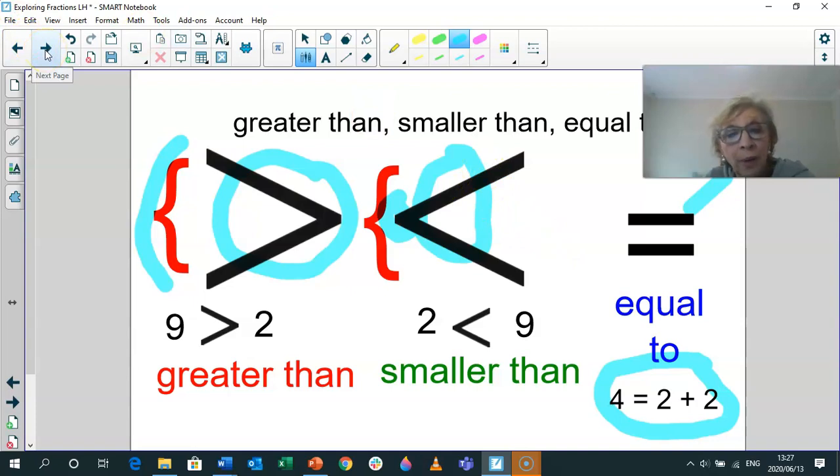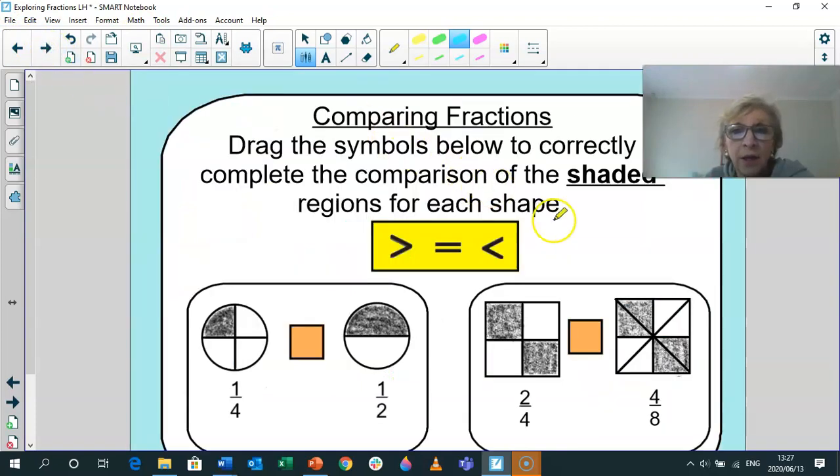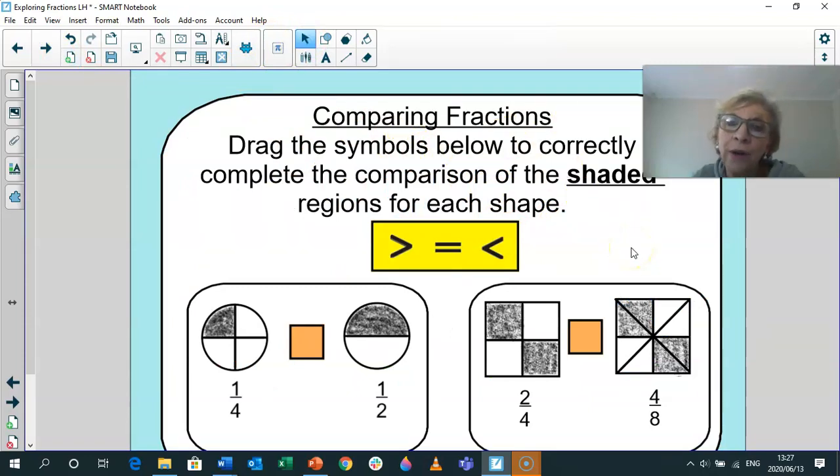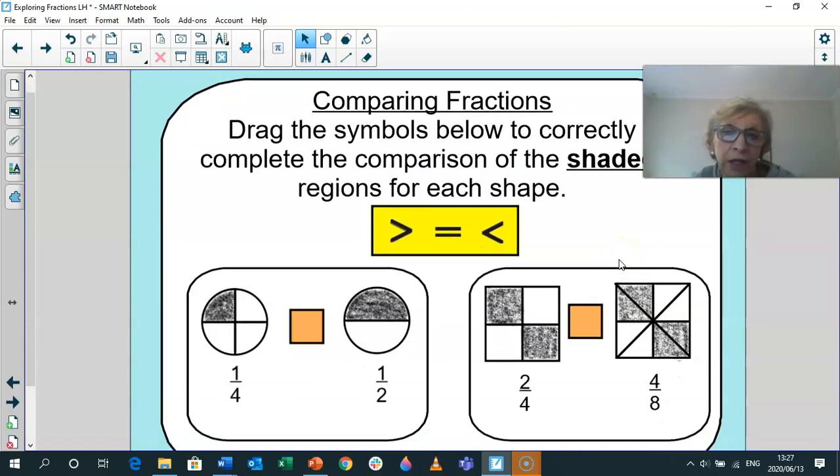Right, so now we're going to compare fractions using these signs. Okay, so we're going to drag the symbols below to correctly complete the comparison of the shaded regions for each shape. So here we have got a quarter and we have a half. Well, which is bigger? Or are they equal? Right, so obviously this one is the bigger fraction, all right? And this one is the smaller one. Okay, let me just circle that one. So this here is the smaller part. So I have to say 1/4 is smaller than a half.